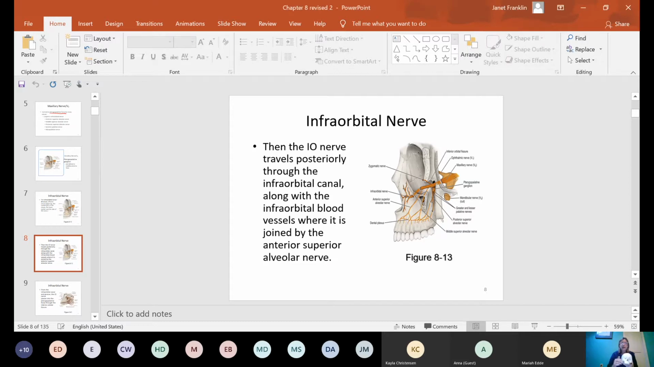So back to this. The IO nerve travels posteriorly, or back, through the infraorbital canal along with the infraorbital blood vessels, where it is joined by the anterior superior alveolar nerve. If you look at this picture, you can kind of trace back. Here's the infraorbital nerve, and it's going to travel back where it's going to join with the ASA nerve right here. And this is the ASA, or anterior superior alveolar nerve, and they're going to join right there.